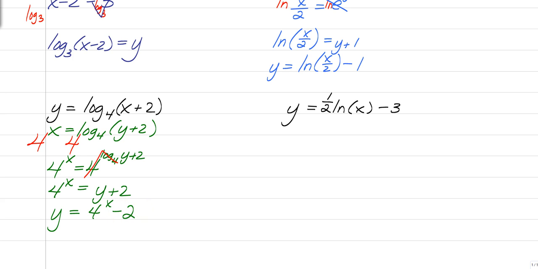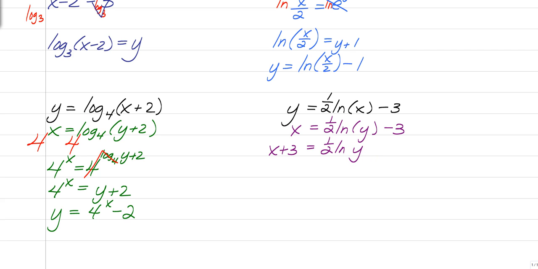Okay? Simple as that. Just make sure you are familiar with your inverses. If you're familiar with your inverses, they're very easy to work with. Last one. x is equal to 1/2 natural log of y minus 3. First thing you're going to want to do is add 3 to both sides. So we have x plus 3 is equal to 1/2 natural log of y.